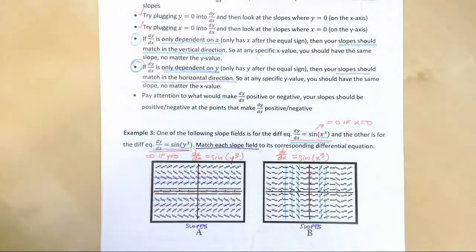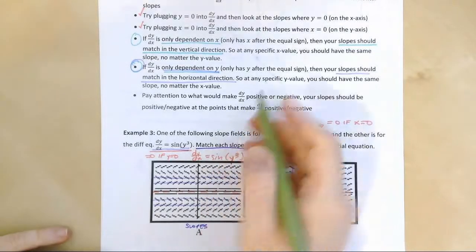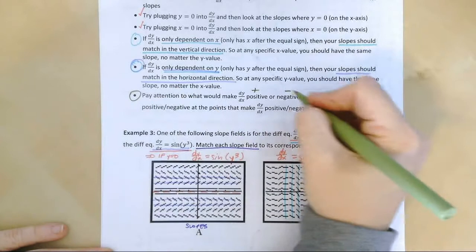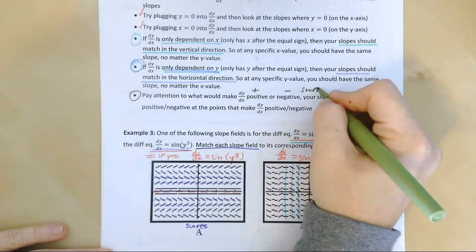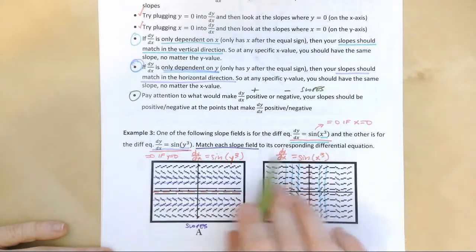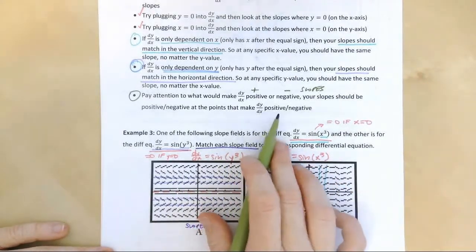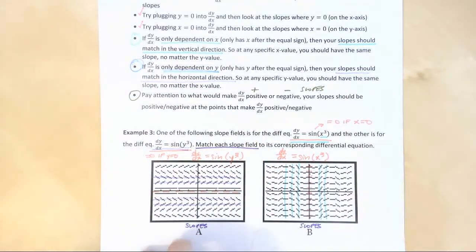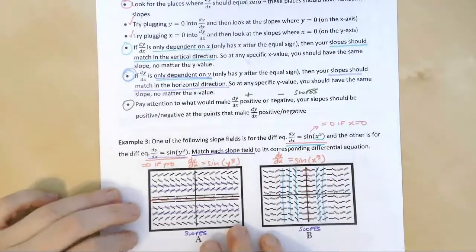The last tip that I have is to pay attention to what would make dy/dx positive or negative, so what would make positive or negative slopes. For this one it's a little hard because we have trig functions, so I wouldn't focus on that here, but you'll see in the practice that it actually is helpful. Not the next practice, but the one after that.